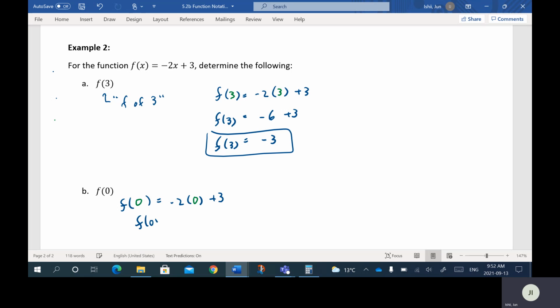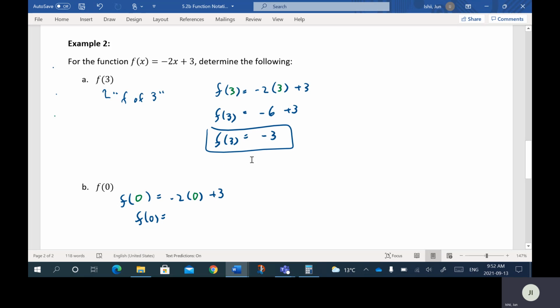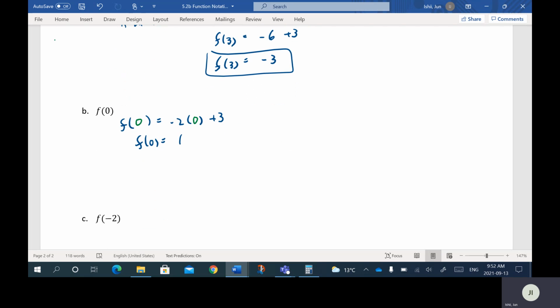All right, so f of 0 equals, so negative 2 times 0 is 0 plus 3. So f of 0 equals 3. And again, we're done there. You're not going to divide both sides by 0. You're finished. So the value of the function when x is 0 is equal to 3.